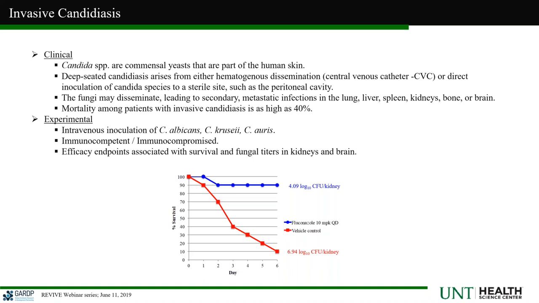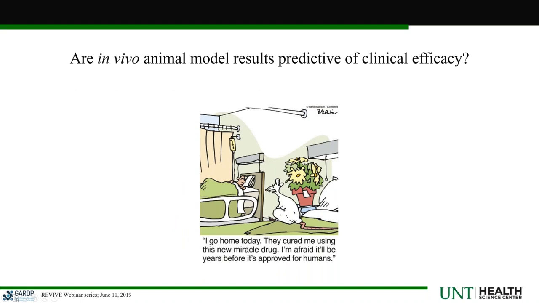Another important part of animal models is correlating the efficacy. And then lastly, are in vivo animal model results predictive of clinical efficacy? I'll try to go through this quickly.